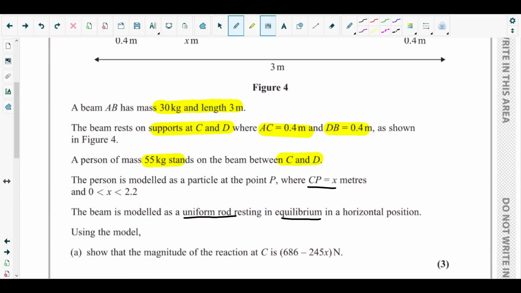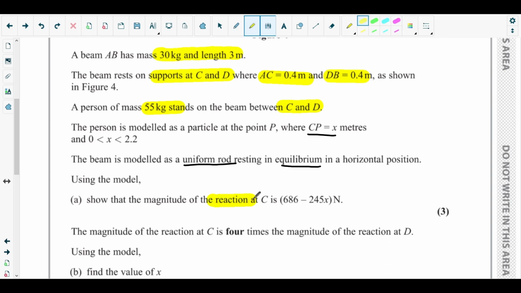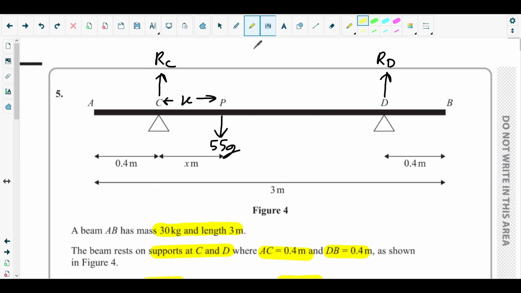So part A is asking to use the model and to show that the magnitude of the reaction at C is 686 minus 245 x Newton. So we need to find the reaction at C. If you see the figure, there are two reactions. One is reaction at C and the other one is reaction at D. But reaction at D is unknown.